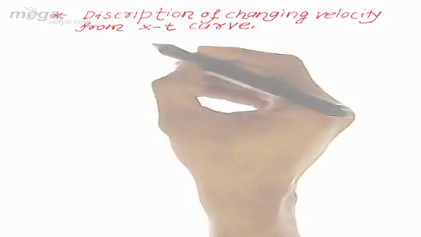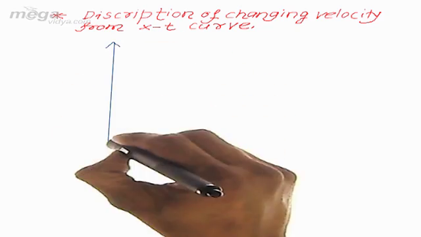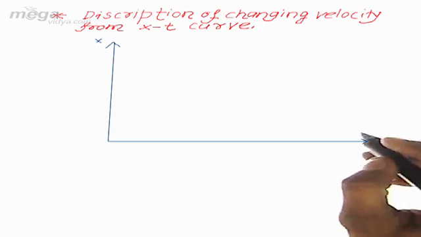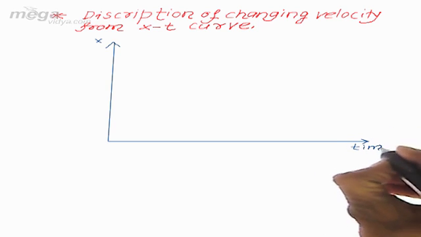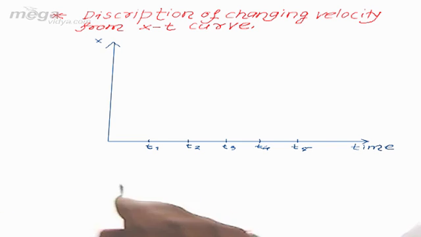See, as an example, I am again drawing the position-time curve for the particle. On this axis we are taking position of the particle, taking this direction to be forward. Here on this axis we are taking time. We will not talk about positive and negative time because time never returns back. It always moves in forward direction.